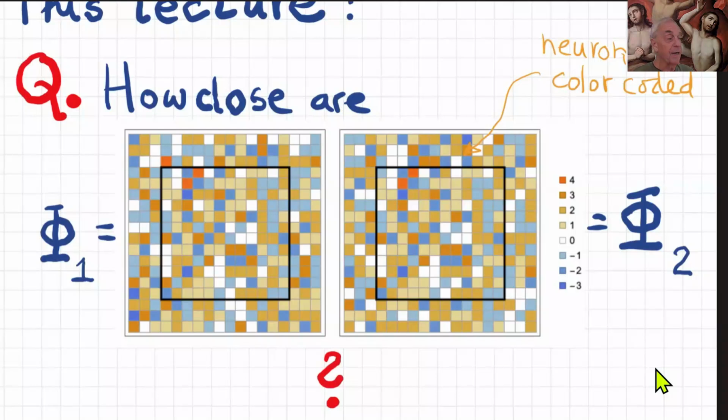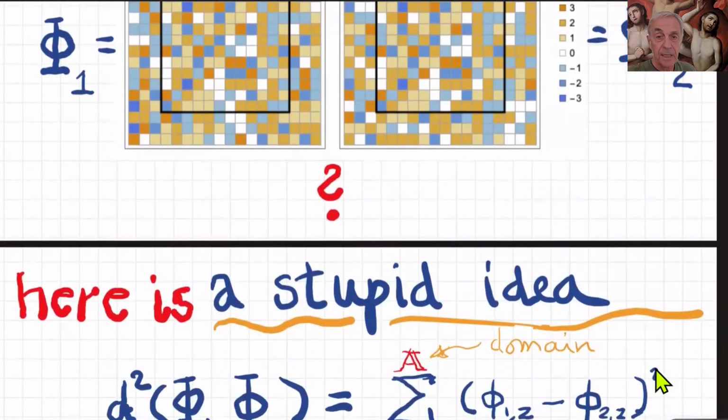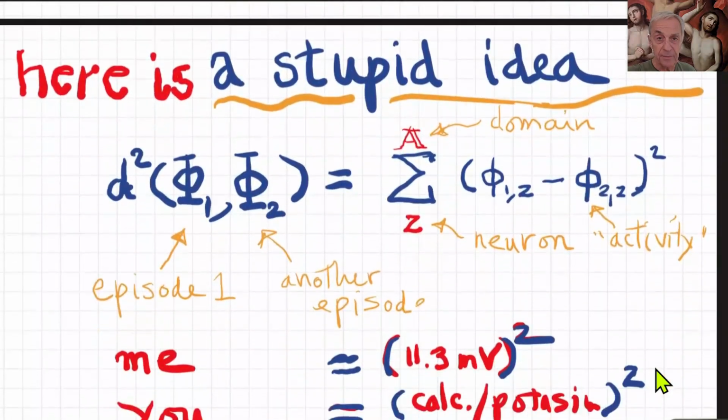So now I would like to find out the following question. I've shown you this array, you have that array. Are we close? Are we looking at something or is it very different? So what is the notion of closeness? That's the subject of this lecture. There is a stupid idea that everybody will always do.